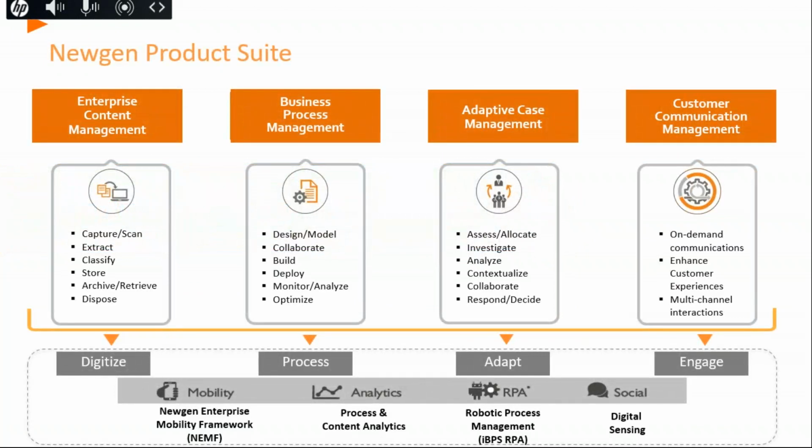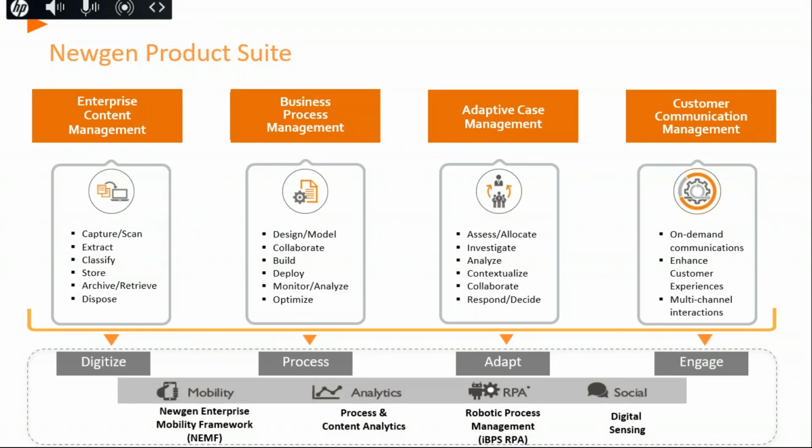Newgen's product suite has four major buckets. First is the enterprise content management bucket. Then we have the business process management suite. Then we have the adaptive case management suite. And finally, we have customer communication management.